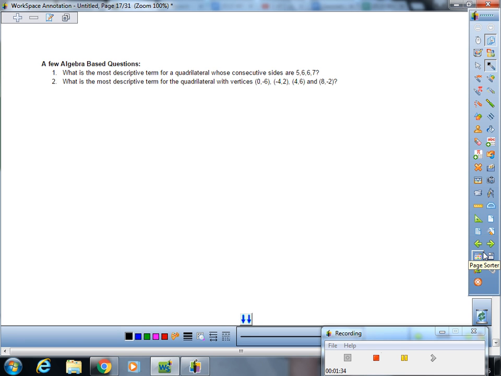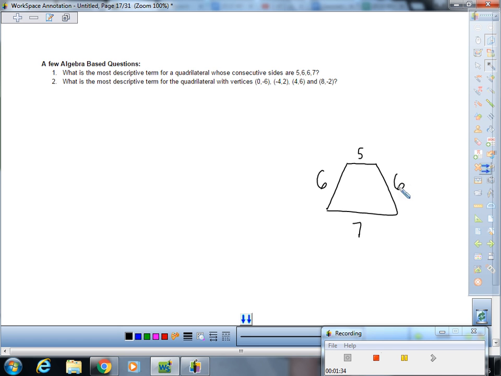Okay. What is the most descriptive term for a quadrilateral whose consecutive sides are 5, 6, 6, 7? This one could possibly be an isosceles trapezoid, if this were 7, this were 5, this is 6, and this is 6. However, we don't know for sure that it's an isosceles trapezoid because it could be a different shape. So that's why it's a quadrilateral, which is the most overall term.